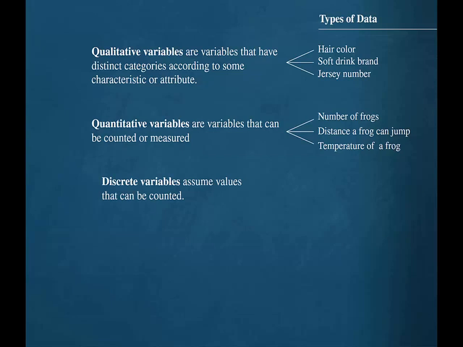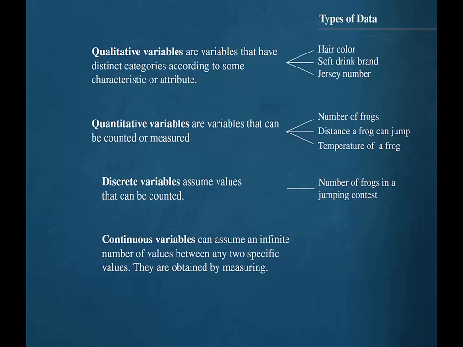Discrete variables assume values that can be counted. Of the examples of quantitative variables above, the number of frogs in a jumping contest would be counted and therefore an example of a discrete variable. This variable can only take on counting numbers like 5 or 6 or 10 or 100. It could not take on a value like 5.5, 10.6, or 99.9.